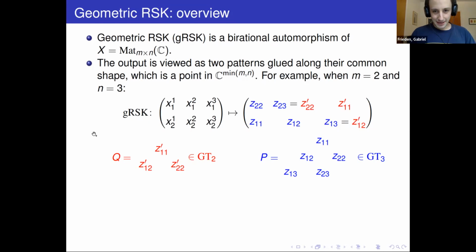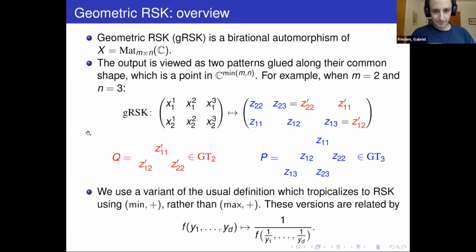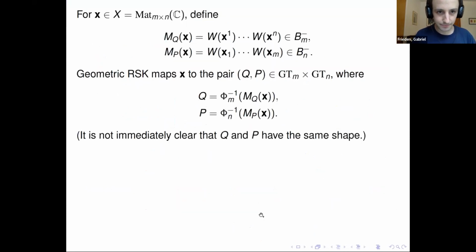And I'll just say, our version of geometric RSK actually tropicalizes to RSK by min-plus rather than max-plus. It turned out we needed to use a slightly different version in order for it to be an isomorphism of geometric crystals. But these are related by a fairly straightforward transformation.